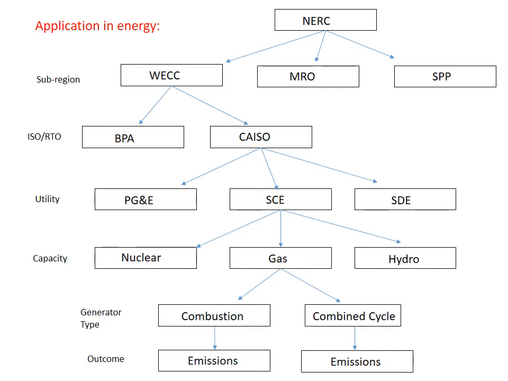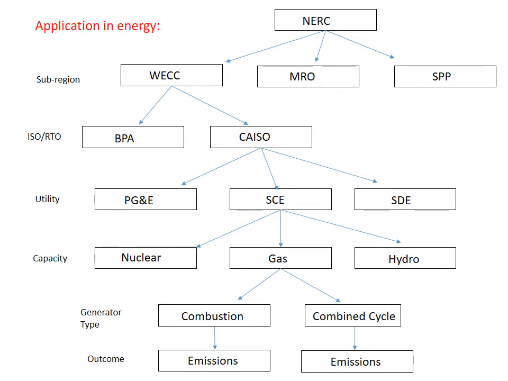Those subregions in some cases consist of many different independent system operators, or RTOs, so system operators that may be made up of many individual utilities. And so if we're thinking about the West Coast, right, WECC is the western portion of North America that's involved in NERC. That's made up of BPA, which is the Pacific Northwest, and CAISO, which is the big electricity market in California. There are many different utilities in CAISO: PG&E, Southern California Edison, San Diego Gas and Electric. And if we just look at one of those utilities, then we can explore what types of generation capacity they have. So nuclear, gas, hydro, etc. We could include renewables, and then we could even zero in on gas and look at different types of units, whether it's just a combustion turbine or combined cycle power plant.